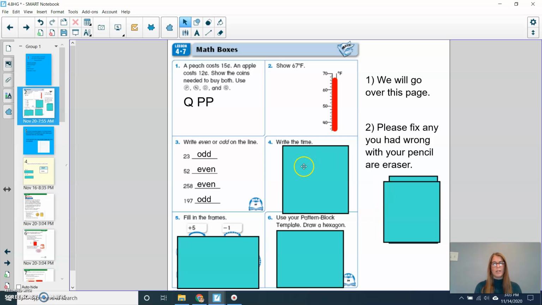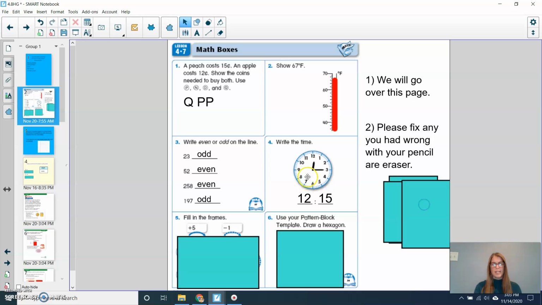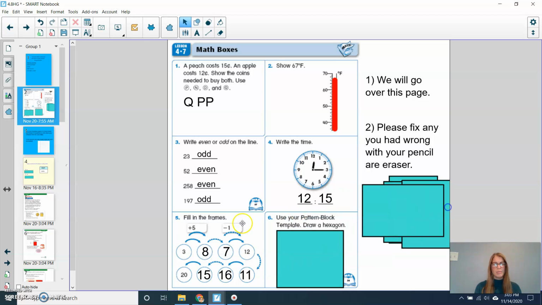For question 4, write the time. So I can see that my hour hand is a little past the 12, and then my minute hand is on the 3, so I know that my time is 12:15. For question number 5, fill in the frames. So I'm starting at 3. Whenever I see one of the dark arrows, I'm adding 5, and then when I see a dotted arrow, I'm subtracting 1. So I add 3 plus 5, which gave me 8, minus 1 brought me to 7.